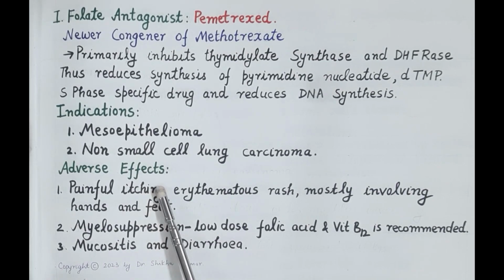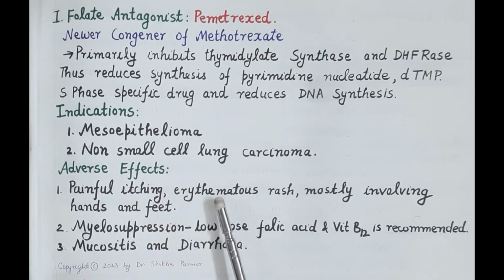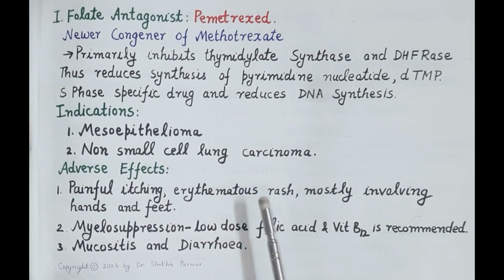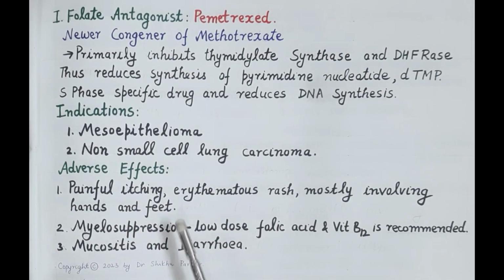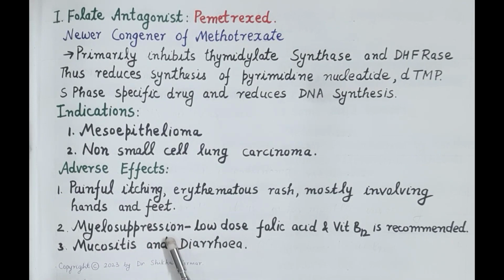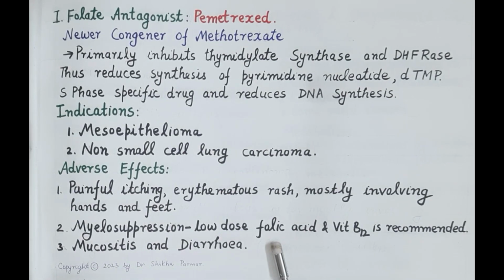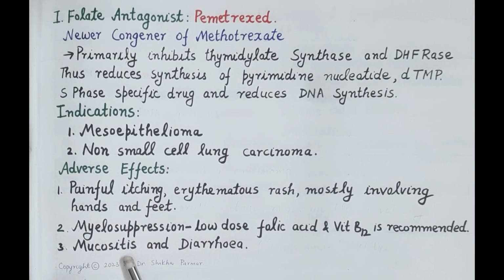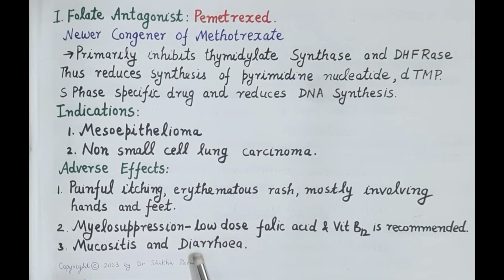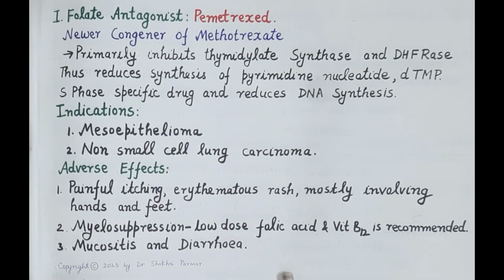Now, toxic effects include painful itching, then erythematous rashes. Now, these rashes are commonly seen on the hands and the feet. Now, like methotrexate, it also causes myelosuppression. Now, low dose folic acid and vitamin B12 pre-treatment can reduce the incidence of myelosuppression. It also causes mucositis and diarrhea. So, this is the pharmacology of the folate antagonist pemetrexed.